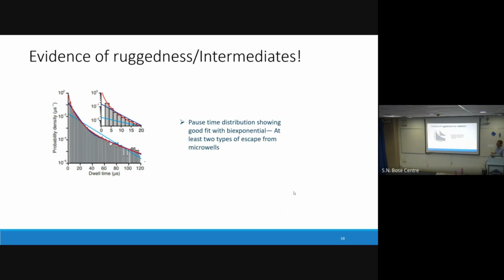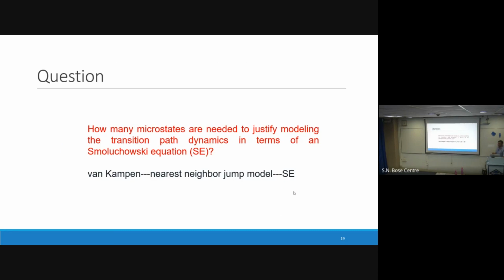In diffusive dynamics, one uses the Smoluchowski equation, which is a high friction limit of the Langevin equation. Then one can start with a master equation model where that barrier region is discretized by many microstates. So one can question how many microstates are needed, or how many micro wells are needed to justify the use of the Smoluchowski equation, because in some cases where there is a rugged energy landscape, the Smoluchowski equation will not be valid because the potential is not continuous.